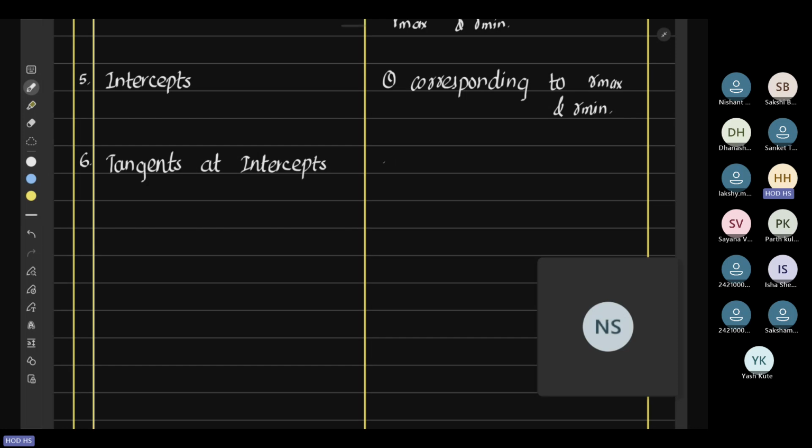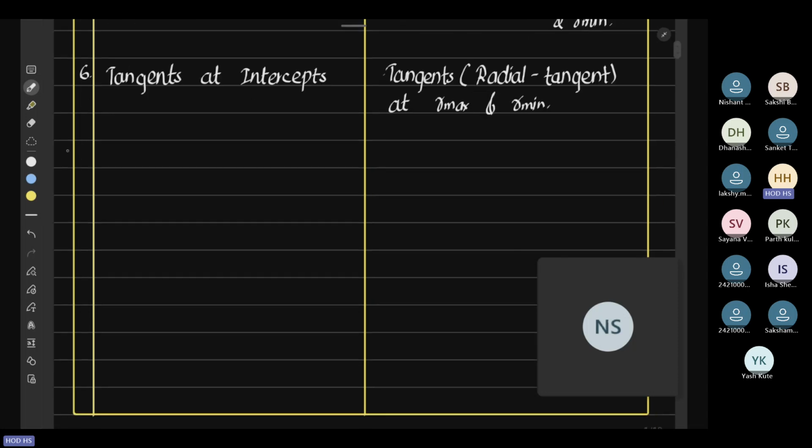Here we calculated tangents, but those were not the regular tangents, and the slope was not measured with the x-axis. They were calculated as radial tangents. So the angle between the radial vector and the tangent vector was calculated at R max and R min. So at this point, we calculated tangents here.